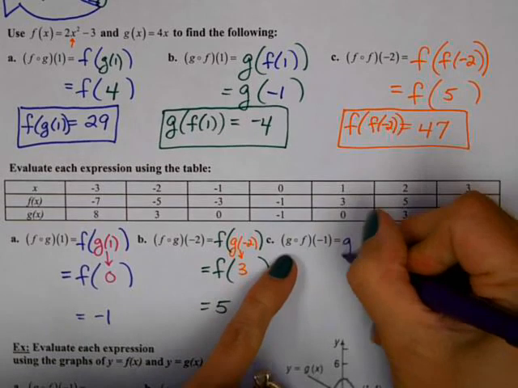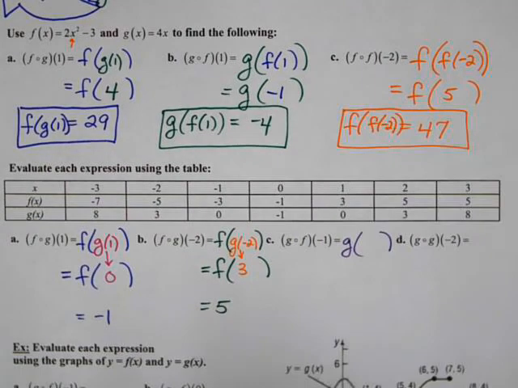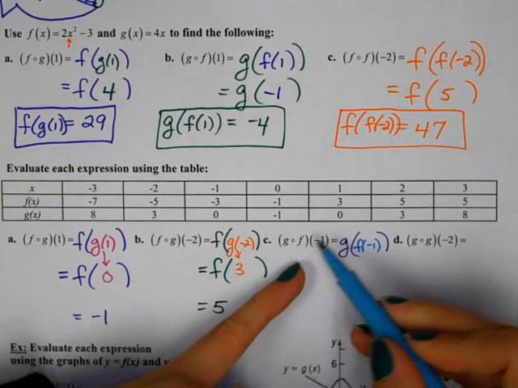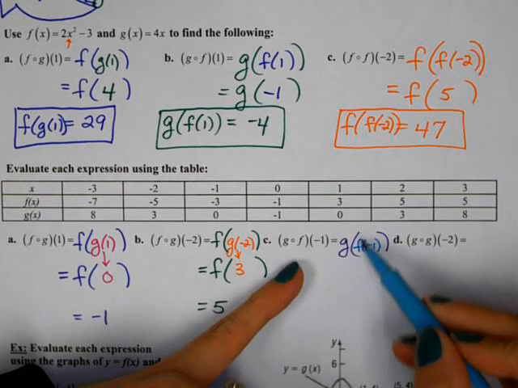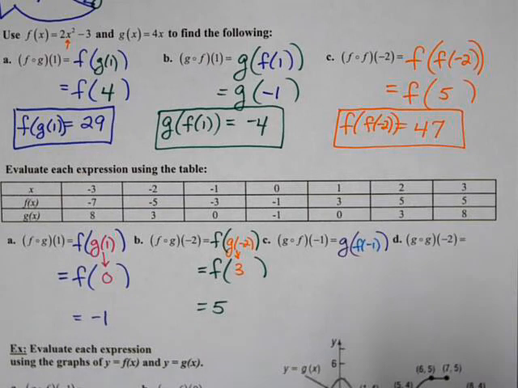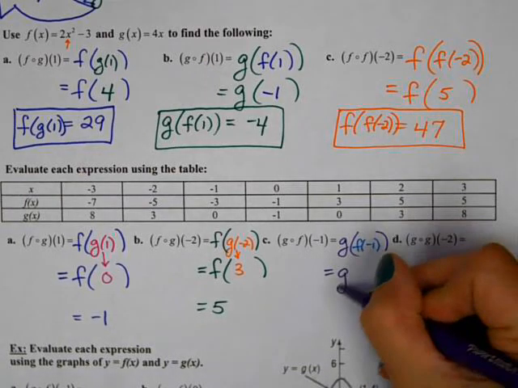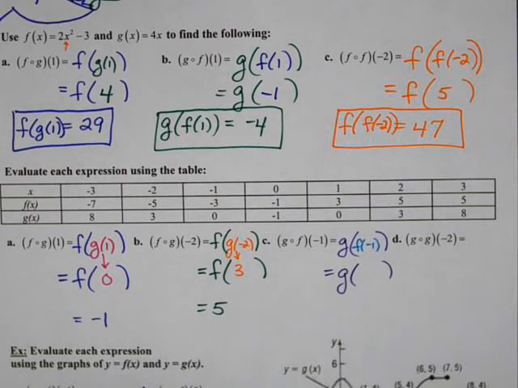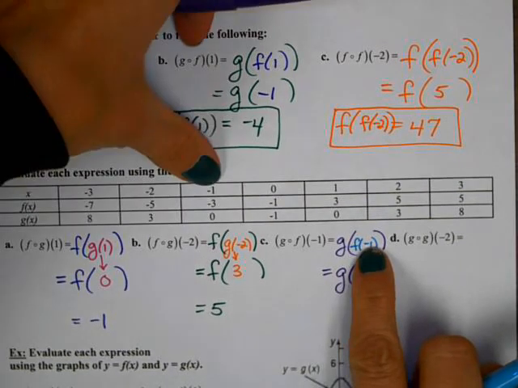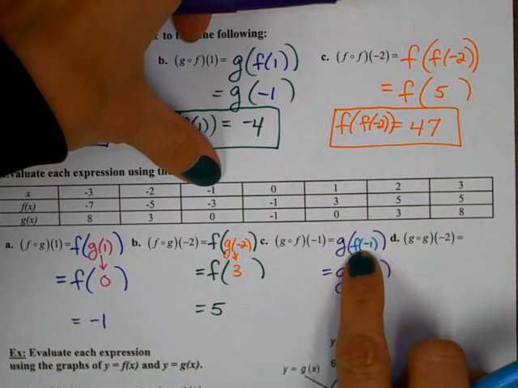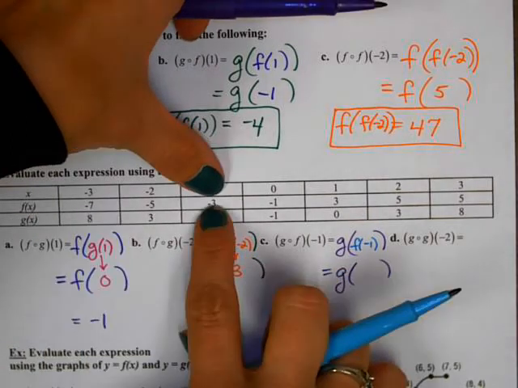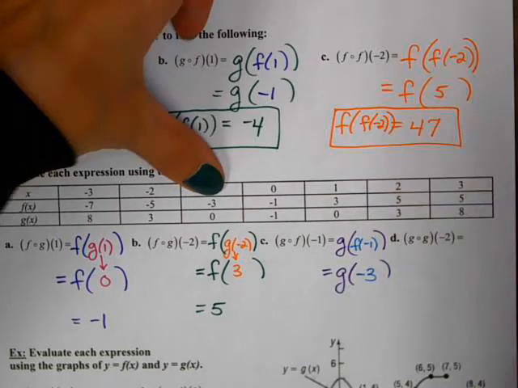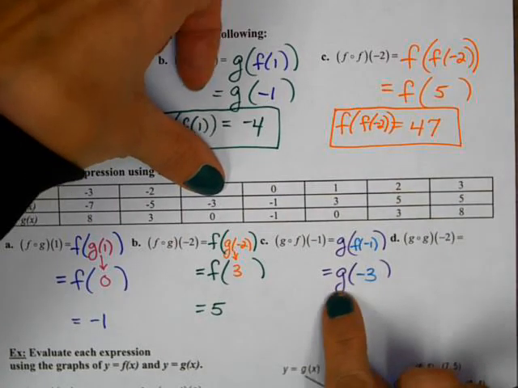We got g of f of -1. Okay, so can you take this notation and show me the nested form? Step 1, write your outside letter, and let's calculate the inside. If -1 is the input, and it goes into the f function, we get -3. Now we're not done, so we still have to do the g of -3.